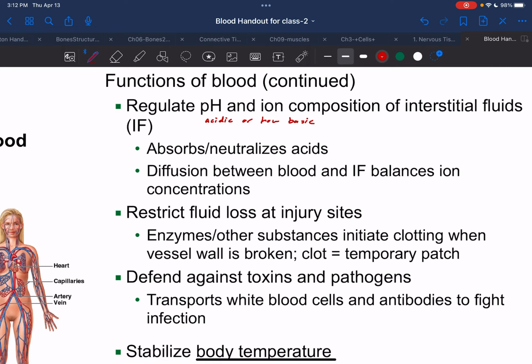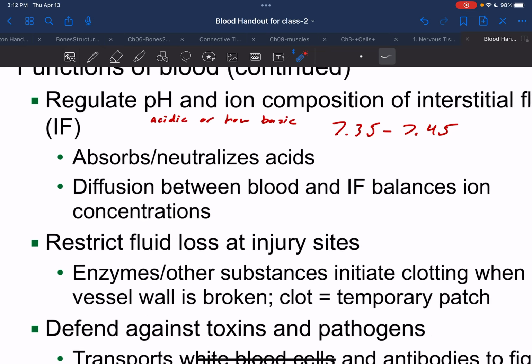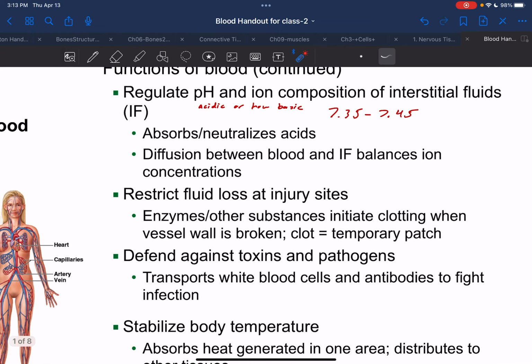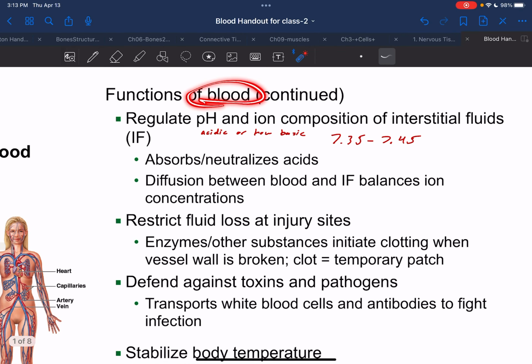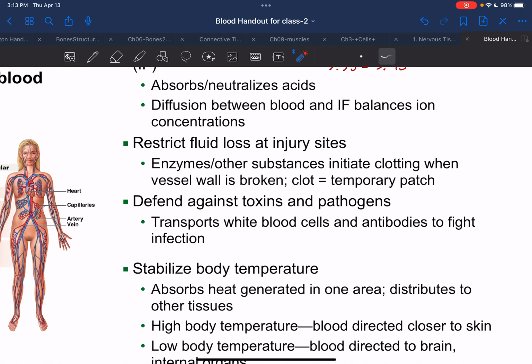The pH alone sits at around 7.35 to 7.45. For all you future nurses, this is a magic number that you need to know. You need to know this. And anything that shifts the body's pH into this direction or this direction will cause some diseases. So our blood has the responsibility of regulating it. We'll talk about this a little bit more closely next week.